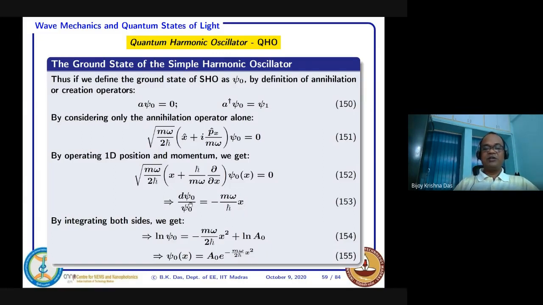So you just integrate on both sides. You get ln psi naught on the left hand side, and on the right hand side you get x squared by 2 and some constant. The constant we also put as ln a naught. That means we get psi naught of x equal to a naught e to the power of this expression. So this is your ground state now. See how easily we could find the ground state using just the A operator, right?